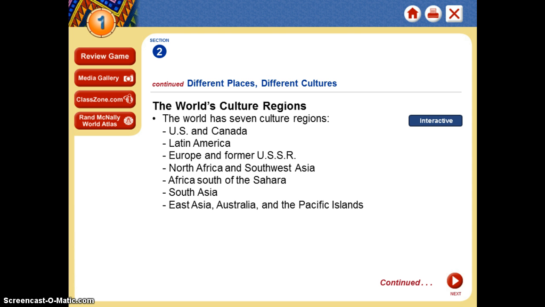Now Africa, south of the Sahara Desert, that's actually most of the continent of Africa, is a culture region that is separate from Northern Africa. South Asia, that's India and all the small Asian states that surround it. And then you have East Asia, which is China. And for our purposes, they lump in Australia and the Pacific Islands.